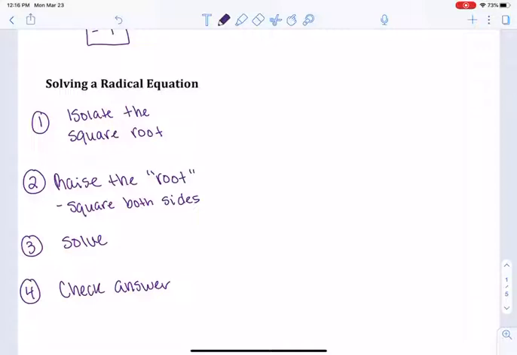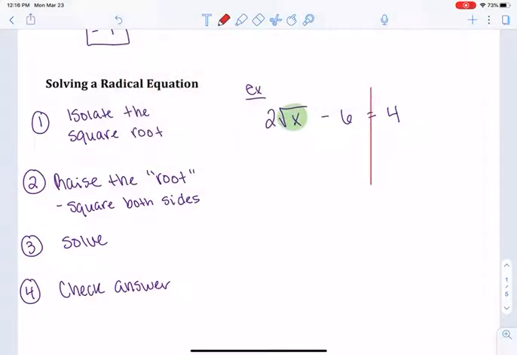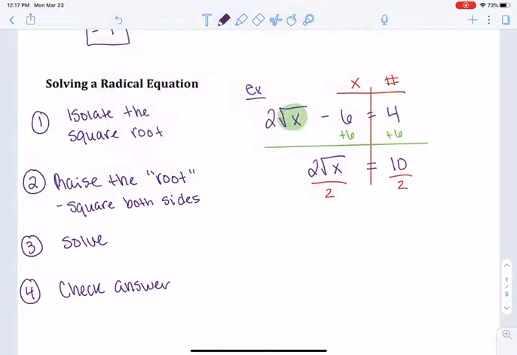So let's say we had, for example, 2 times the square root of x minus 6 is equal to 4. So we want to get the square root all by itself. To do that, you could start, if you'd like to, by making your t-chart. You want to get x on this side and the numbers on this side. So let's start with adding 6 on each side first. That gives me 2 times the square root of x is equal to 4 plus 6, which is 10. Then we'll divide by 2 on each side. So that leaves me with the square root of x equals 10 divided by 2, which is 5.